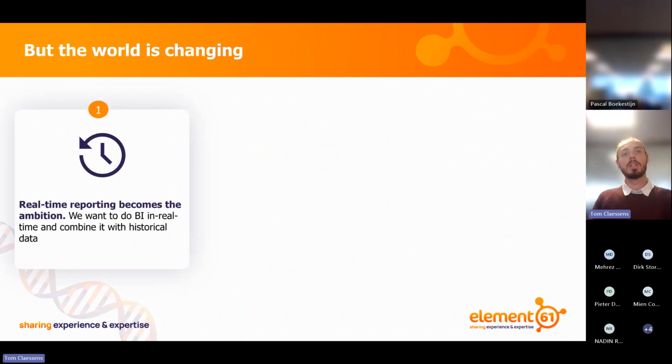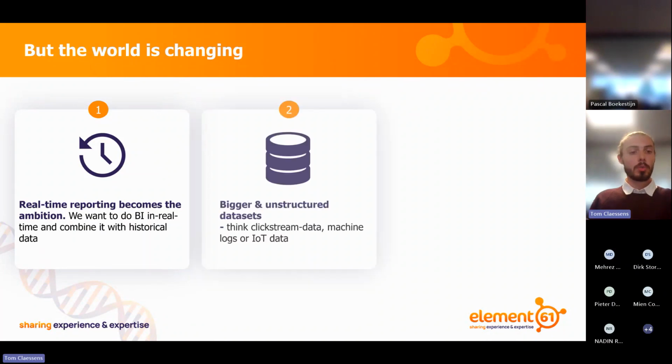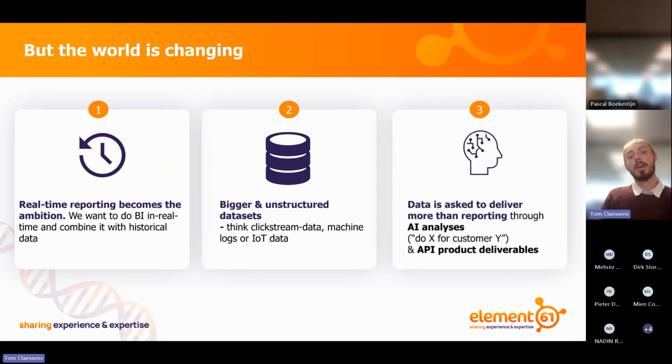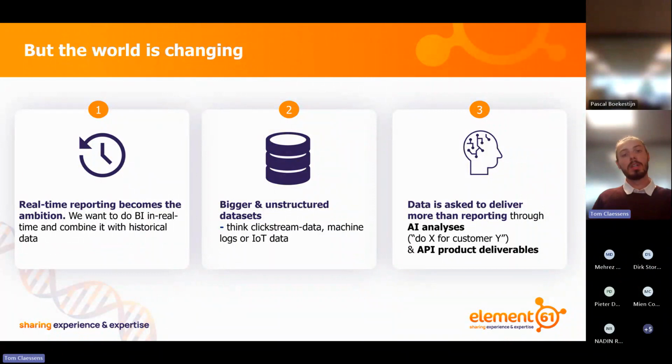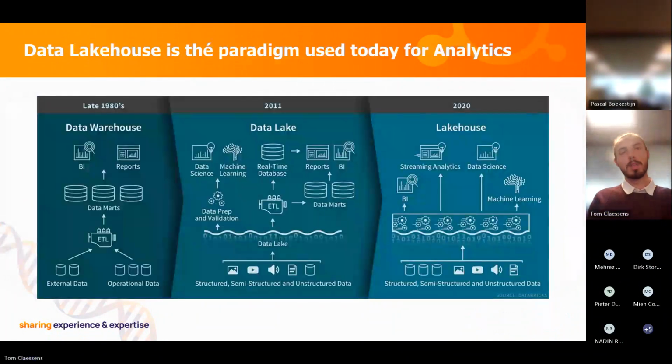Now, what we see is that the world and the times are changing. First of all, we see that real-time reporting becomes the ambition. We want to do BI in real time and combine this with historical data. Furthermore, the data is becoming bigger and unstructured. You can think of clickstream data, machine learning logs, but even video and audio that you might want to use in your analytics projects. And finally, data is asked to deliver more than just reporting, and we might want to engage in AI analysis or even in API product deliverables.